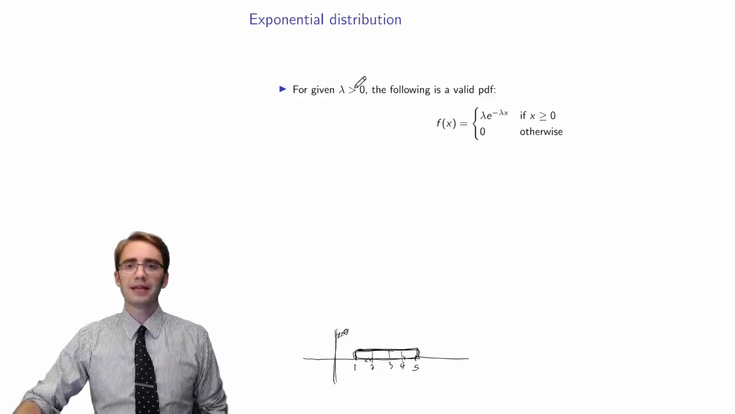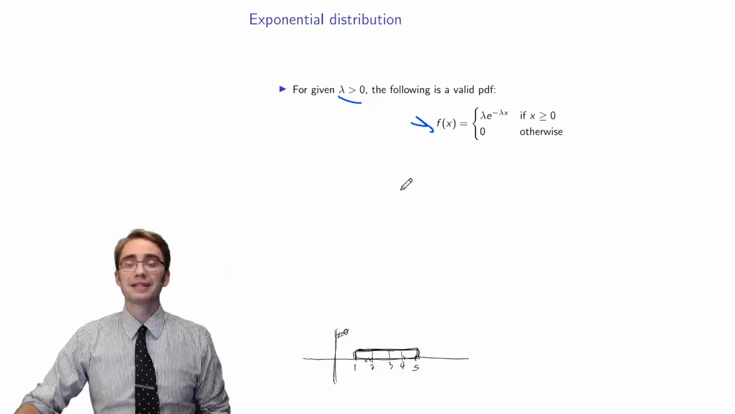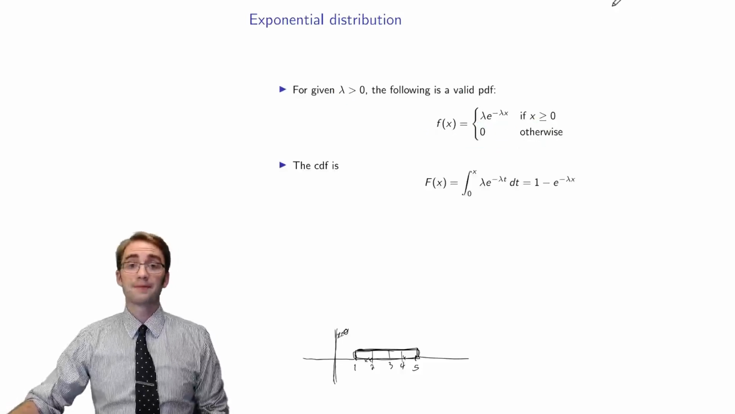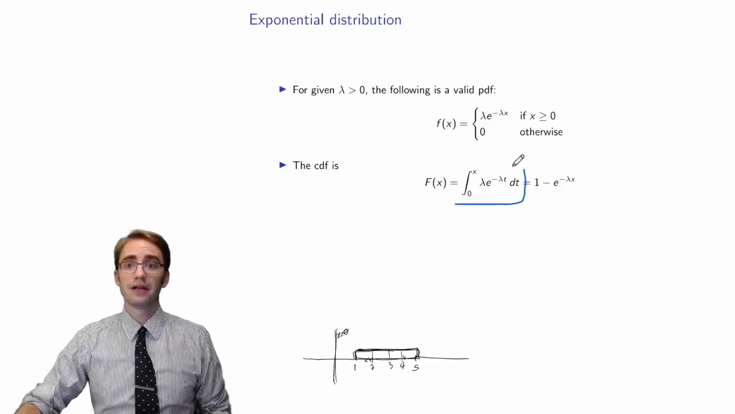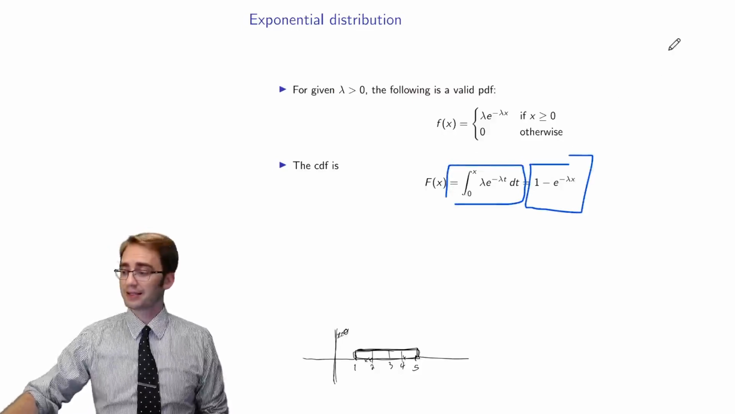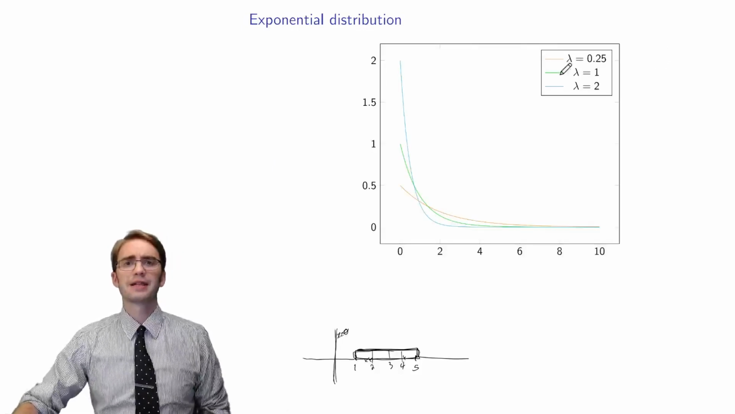It turns out that for any positive value lambda, this is a valid PDF. It's f of x equals lambda times e to the power of minus lambda x for positive values of x, and 0 otherwise. That is called an exponential distribution, and its CDF looks like this. Again, the CDF by definition is just the integral of the PDF, and it's 1 minus e to the power of minus lambda x.